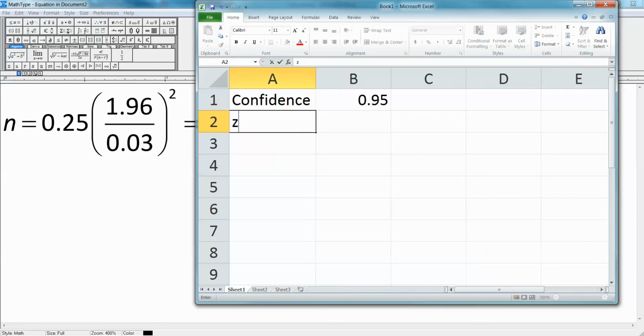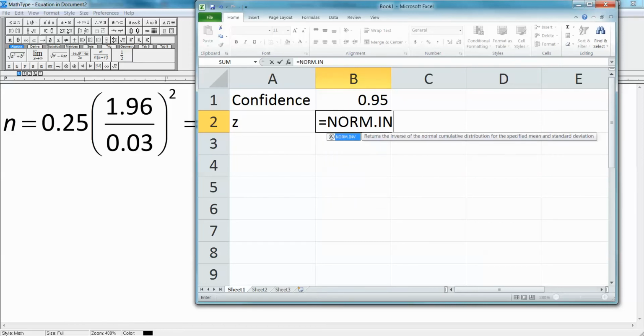And that would mean my z is equal to inv norm, or is it norm inverse? There it is, norm inverse. We want the S inverse because it's the standard normal curve. And my probability is alpha over 2 or 1 minus alpha over 2. So it's 1 minus 0.05 divided by 2. Oh, hold on, I won't use it that way.